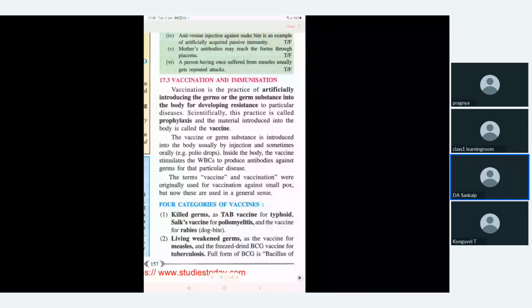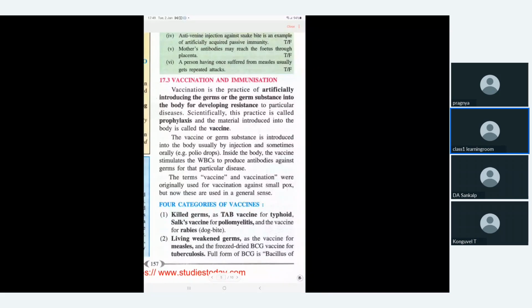And then vaccine for rabies. Who discovered the vaccine for rabies? Louis Pasteur. Wonderful. Louis Pasteur discovered the vaccine for rabies. Anthrax, rabies, for that Louis Pasteur. Fine. So killed vaccine: the pathogens are collected, they are killed and used as vaccine. So that's the first type of vaccine.